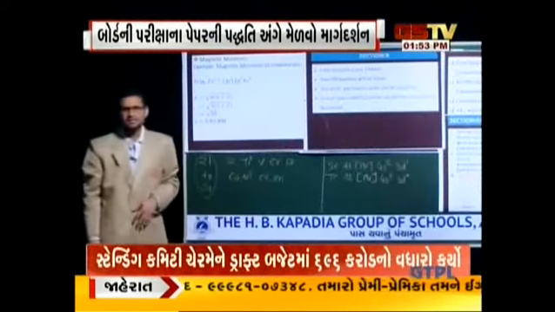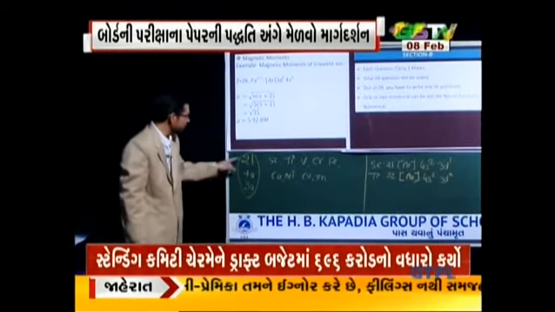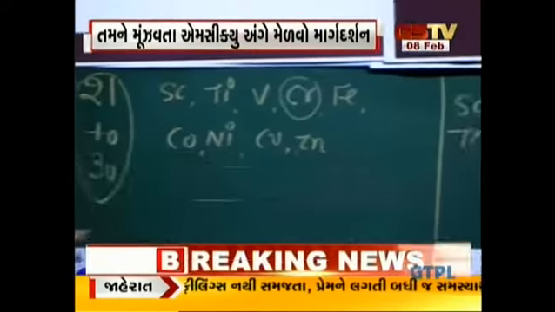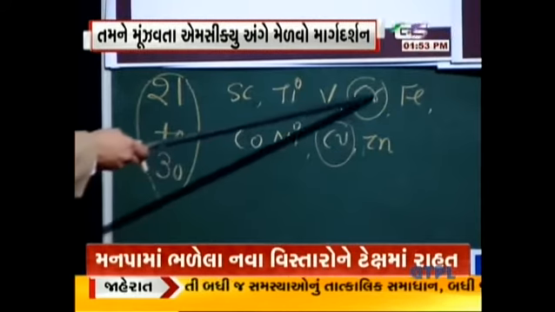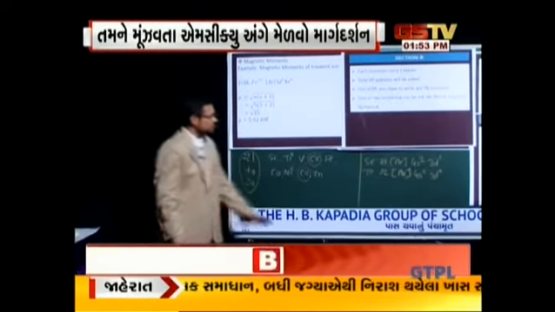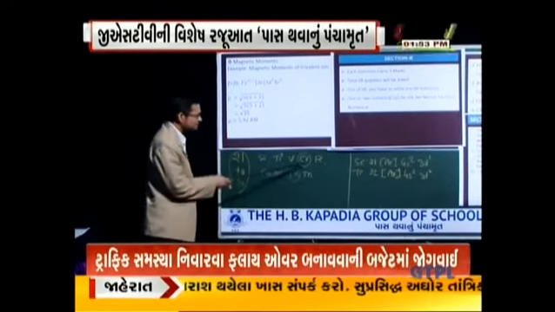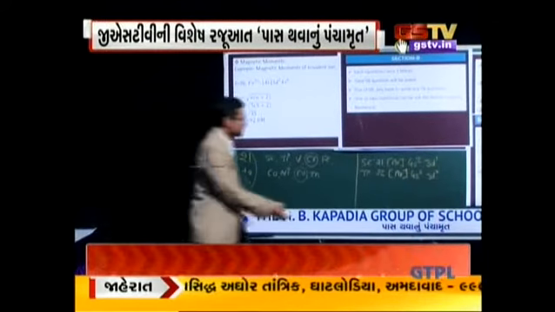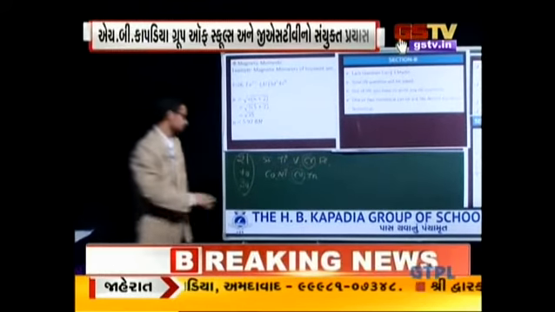Which two elements are very important? There are two very important elements in 21 to 30. Which ones? One is chromium and one is copper. These two elements are exceptions, so in the exception the electronic configuration will be changed. Let's understand the chromium and copper electronic configuration.